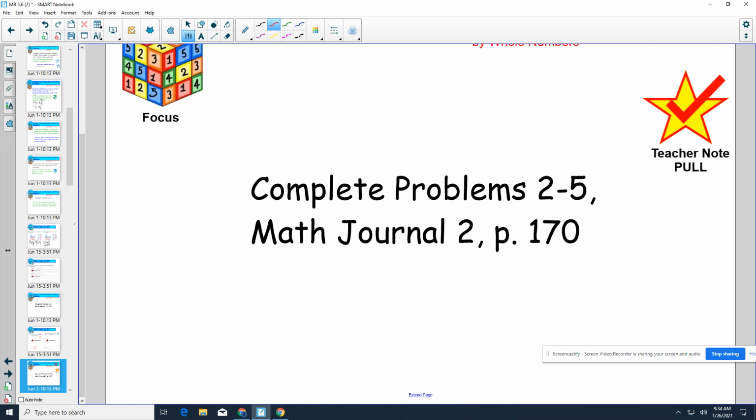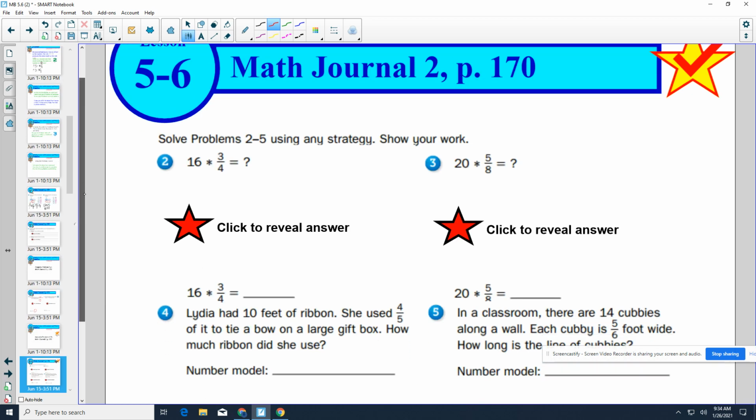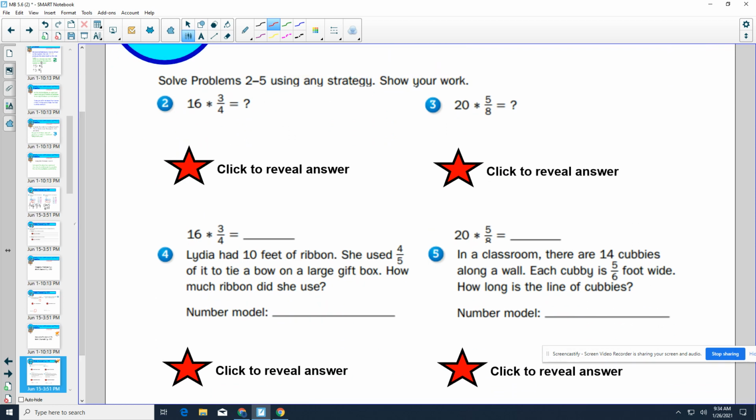Now you're going to go ahead and pause the video, and you're going to complete problems 2 through 5 at Math Journal 2, page 170. So pause that, come back when you are done. Okay, so you can see 2, 3, 4, and 5. Use any strategy that you would like there.